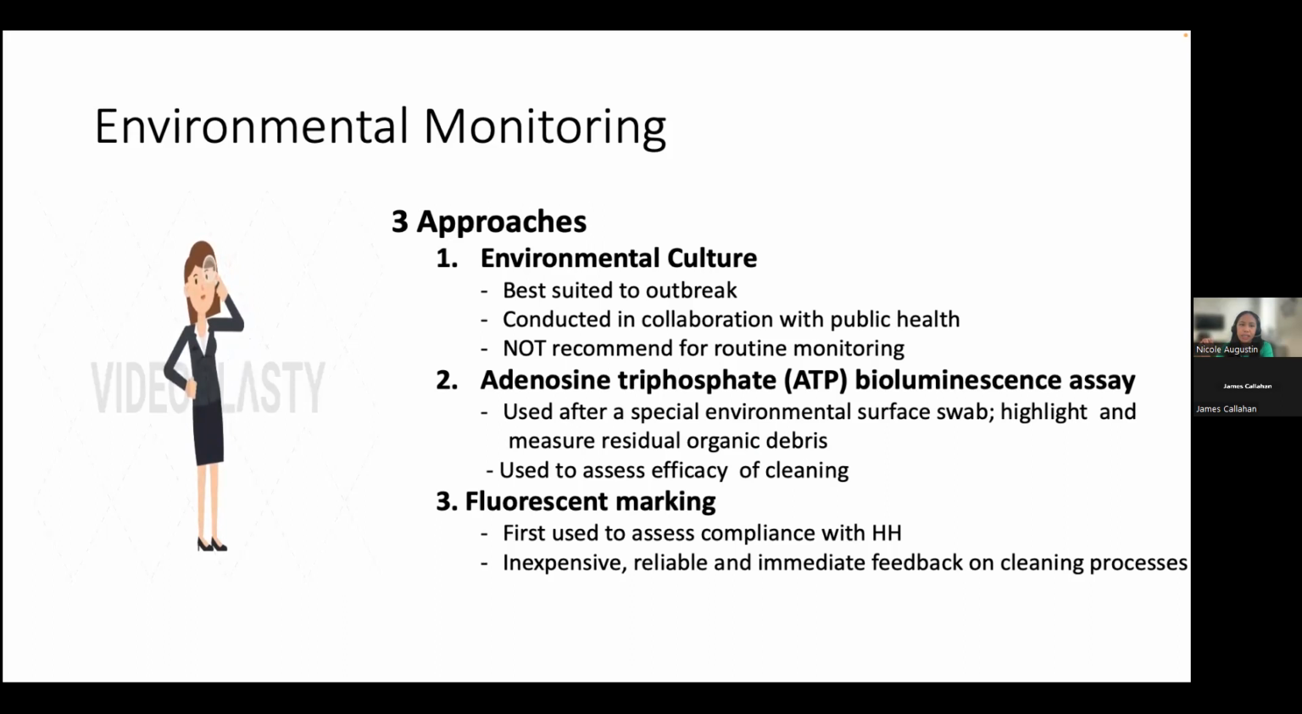The second one is the adenosine triphosphate bioluminescent assay. It's used after a special environmental surface swab. It highlights and measures the residual organic debris, used to assess the efficacy of cleaning. The third one is fluorescent marking. It's used to assess compliance with hand hygiene. It's inexpensive, reliable, and gives immediate feedback on cleaning processes.